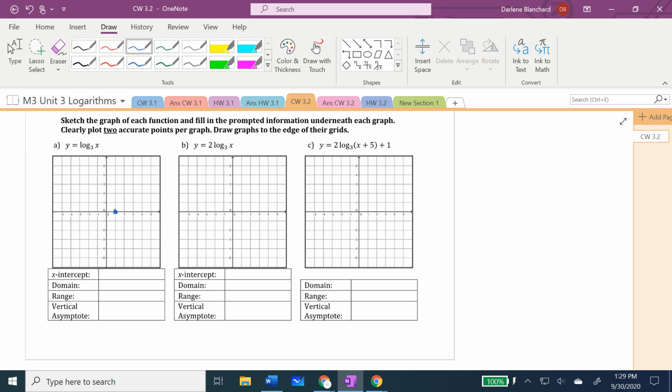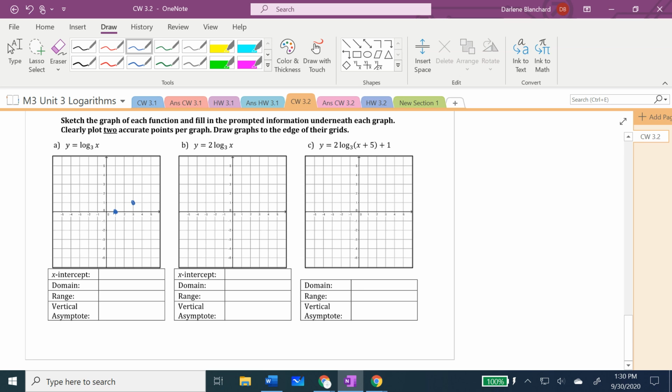Yeah. Then, because the base is 3, what is the second point? Let me see in chat if any of you can tell me the second point. Because the base is 3, what can I plot? Excellent. I can plot the point (3, 1).